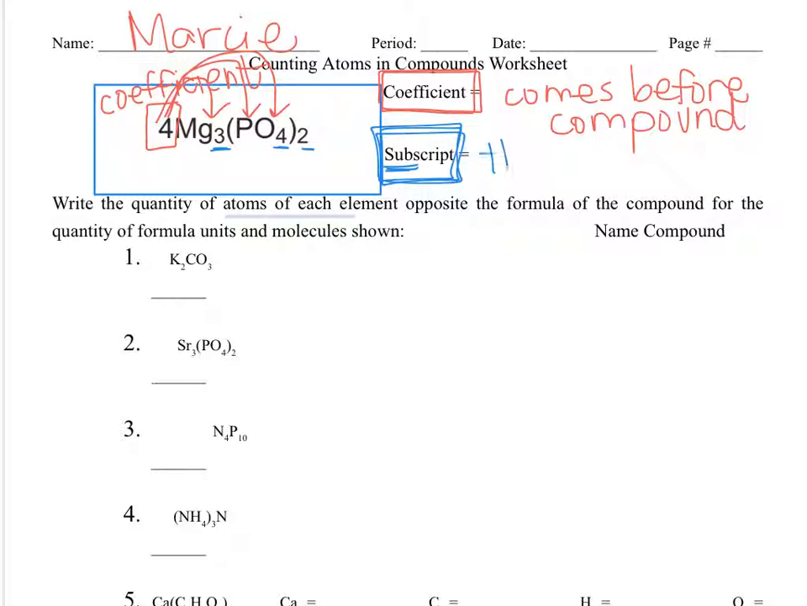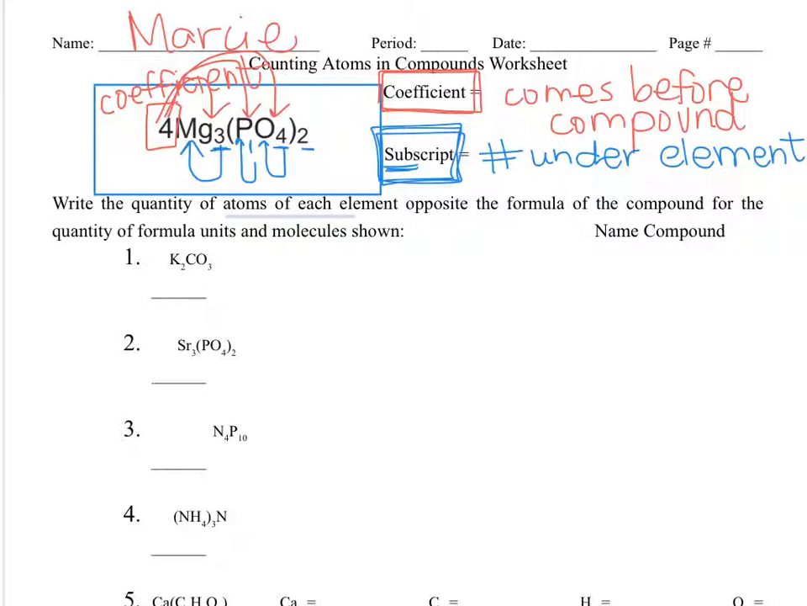This is the number under the element. It's not under the compound. It belongs to a specific element. So check this out. This 3 belongs to magnesium. There's an imaginary 1 right here with that phosphorus. And so it belongs to P. And then the 4 belongs to O.